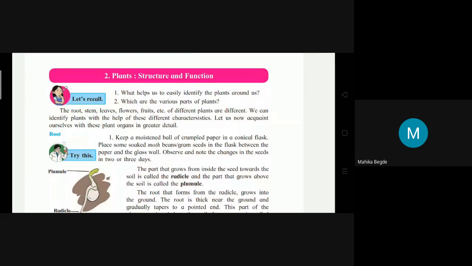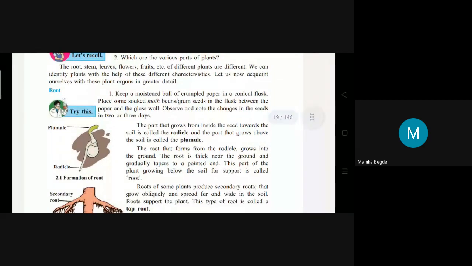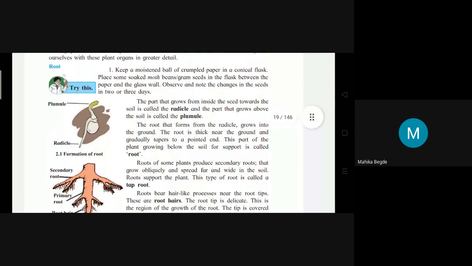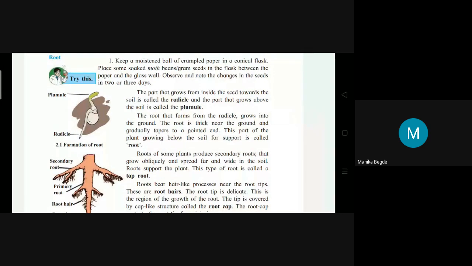What was our lesson number 2? Plants, their structure and their function. What have we done in this? How many parts are there of plants? Roots, stem, leaves, flowers, fruits, and some different parts are there for plants. So first we have done roots.